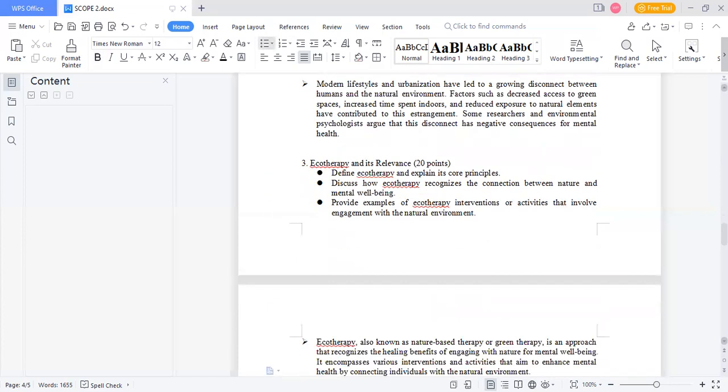Define ecotherapy, what is ecotherapy, explain its core principles as well. Discuss how ecotherapy recognizes the connection between nature and mental well-being, as well as provide examples of ecotherapy interventions or activities that involve engagement with the natural environment.